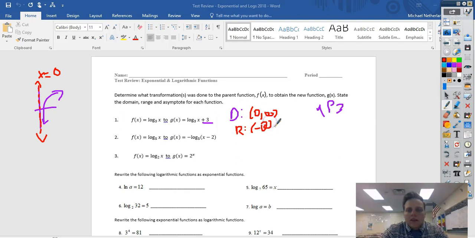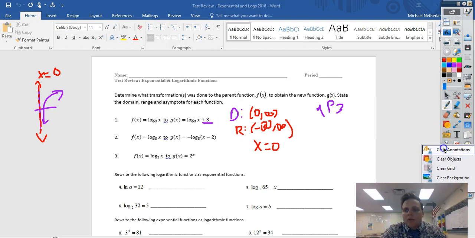Now let me ask you this. Our asymptote is at x equals 0. Does going up 3 affect an already infinitely long up and down line? No. So it's still x equals 0. Okay? Let's go on to number 2.